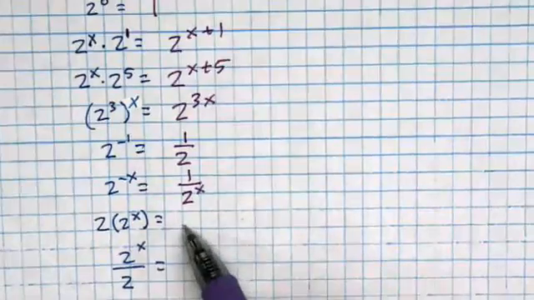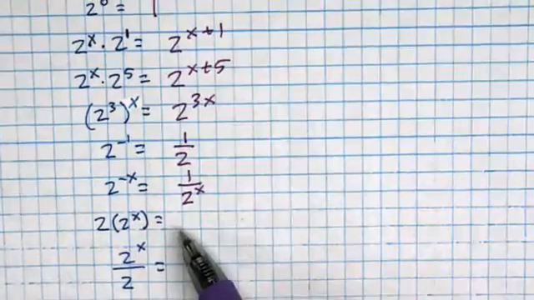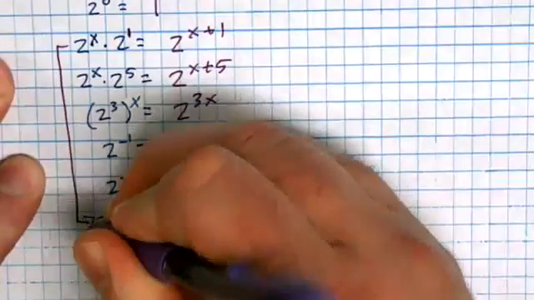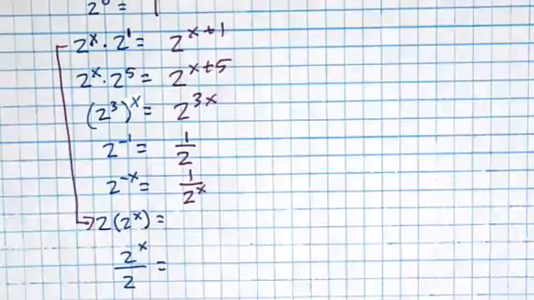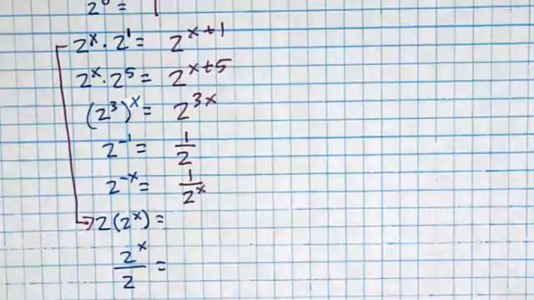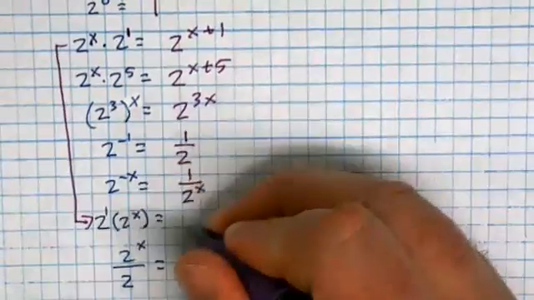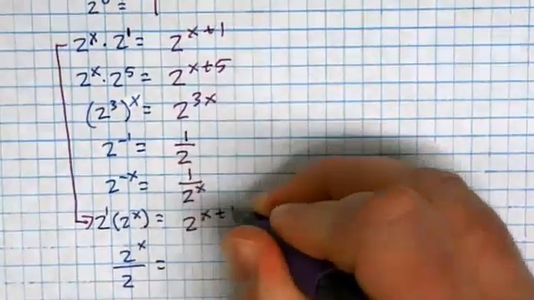What'd you get for this one? We already did this problem. It is the exact same as that, isn't it? Same thing, slightly different looking format. You are multiplying 2 to the first times 2 to the x. That's 2 to the x plus 1, or 1 plus x, same thing.